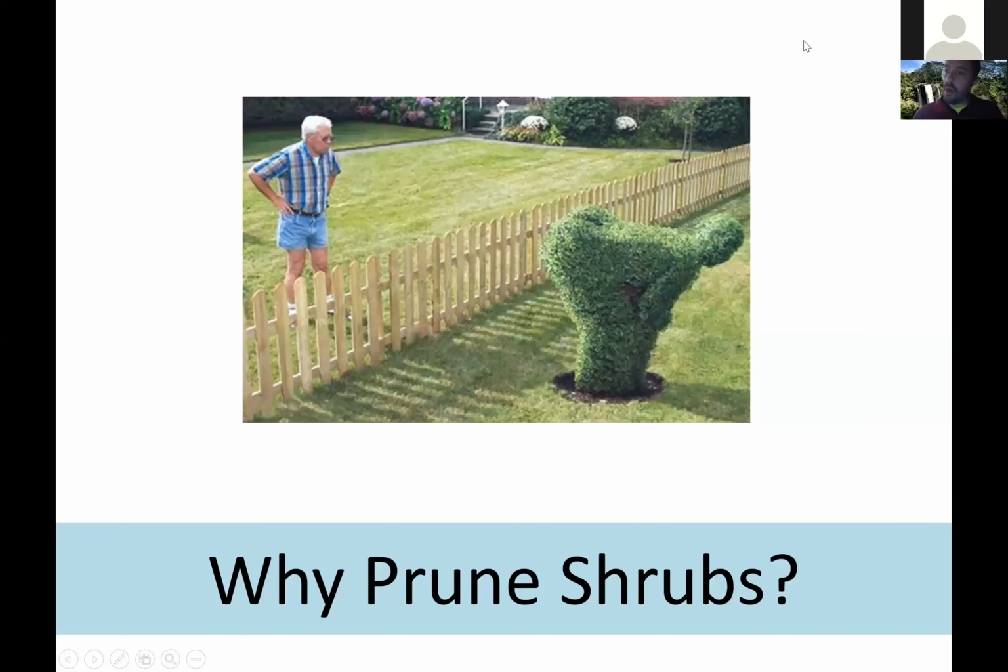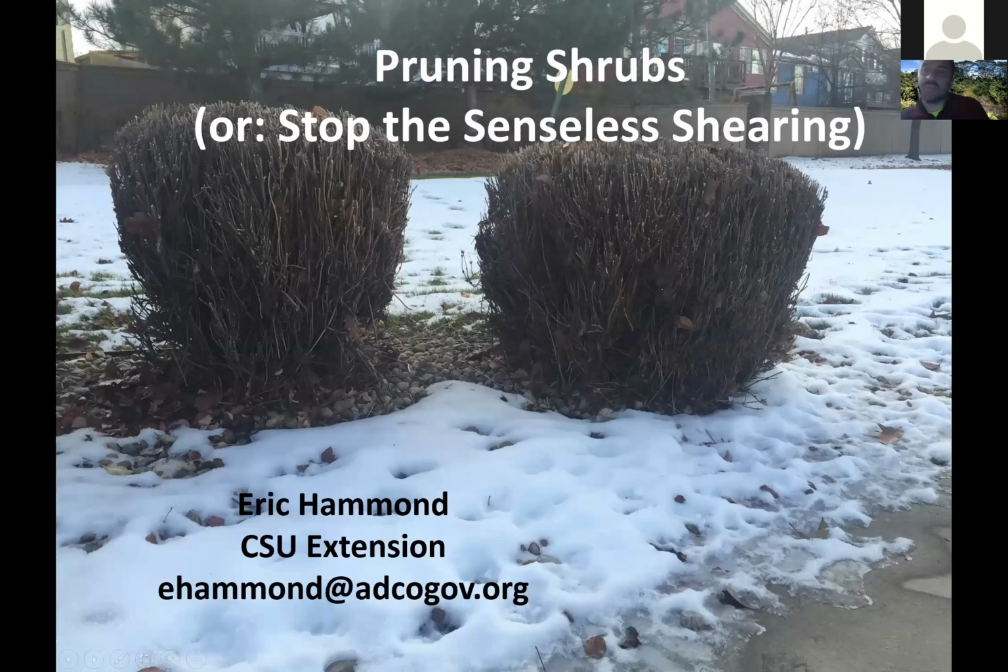So we are going to talk about pruning shrubs. And I kind of jokingly titled this talk, Stop the Senseless Shearing, because this is unfortunately how we treat a lot of shrubs. And by the time the talk is done, you'll understand why I don't think that's a great idea for most shrubs.